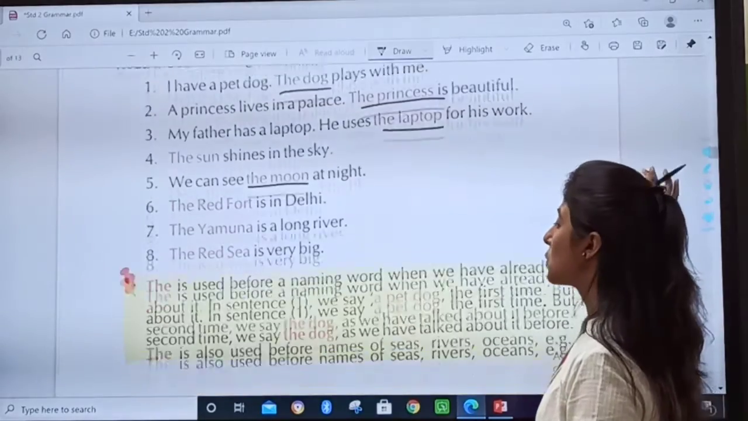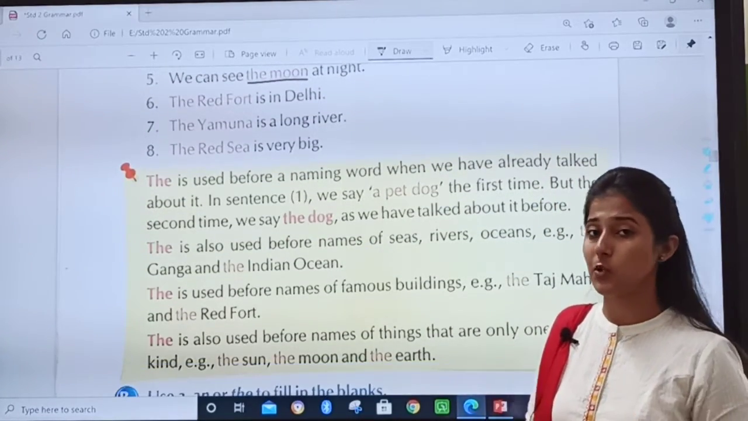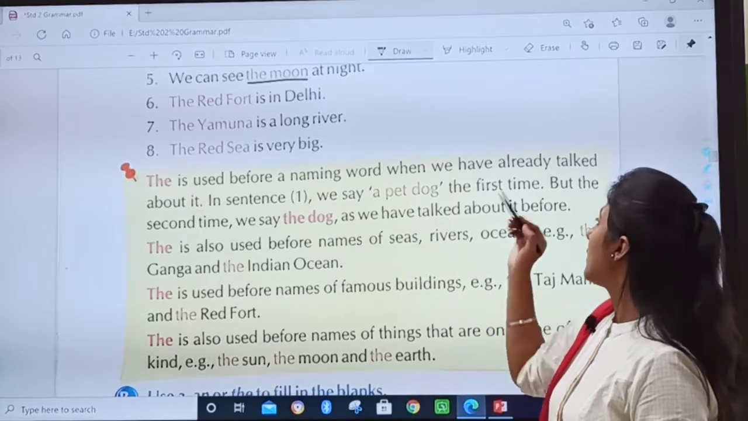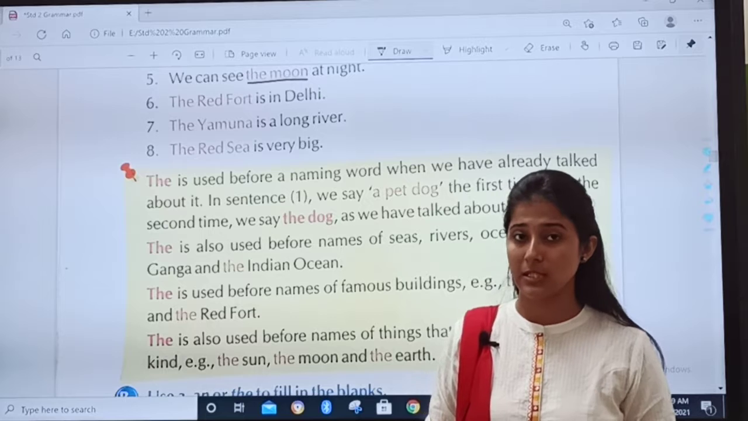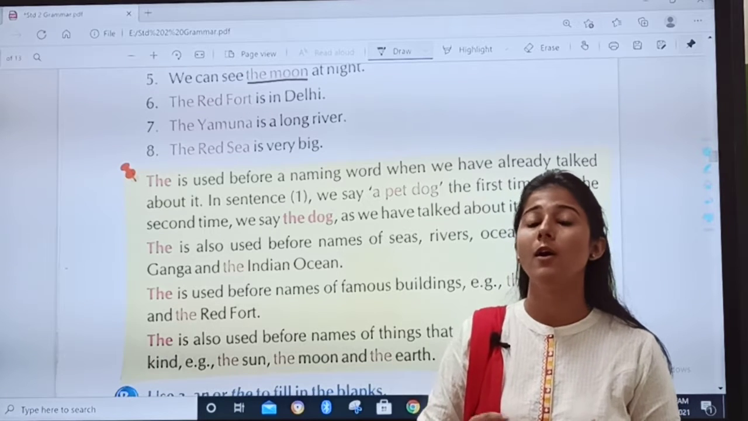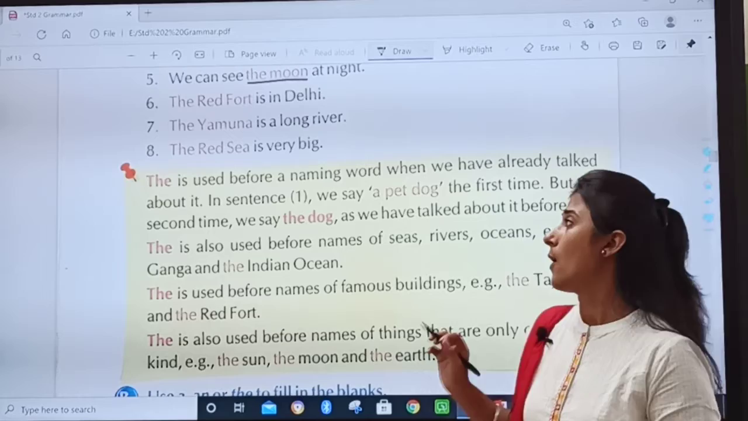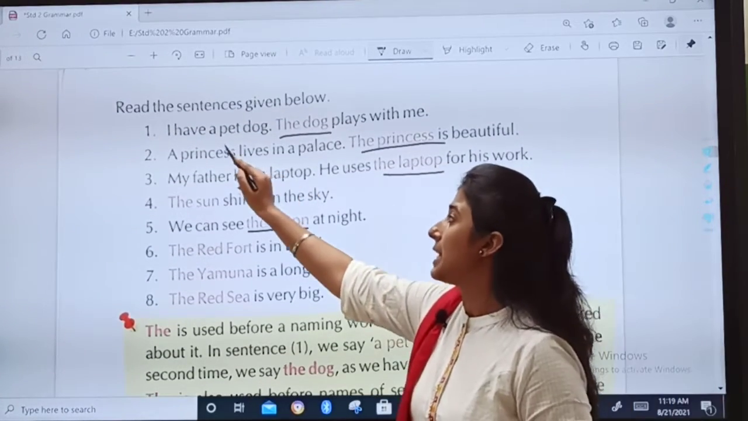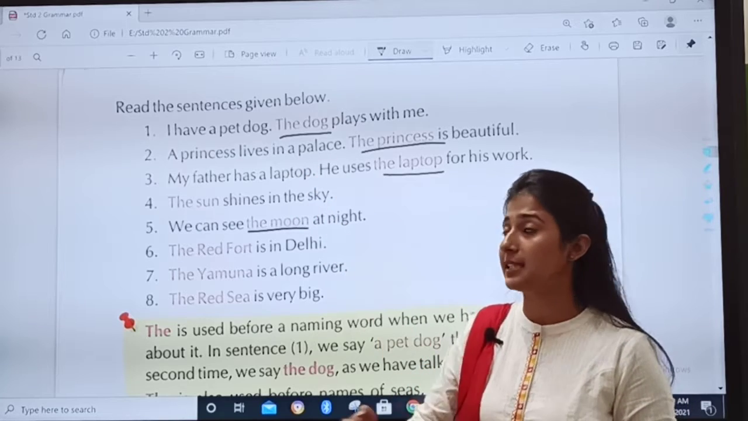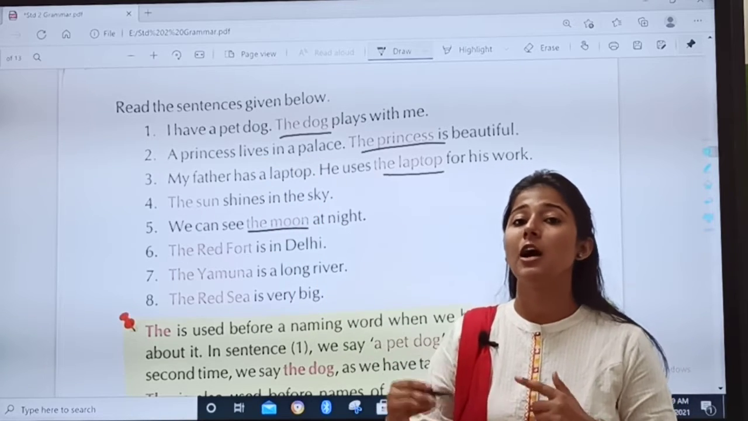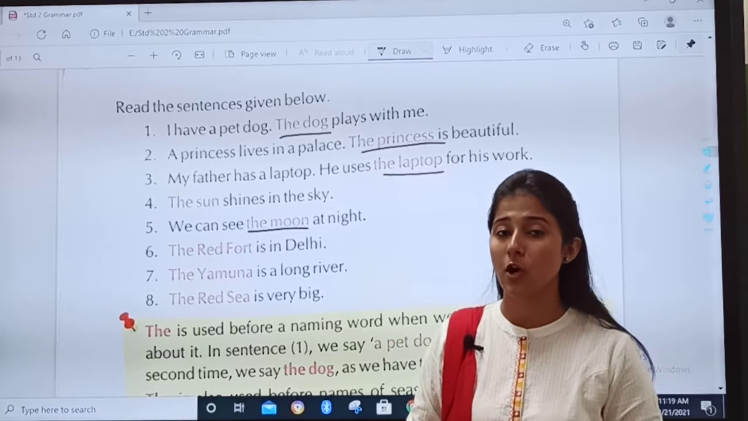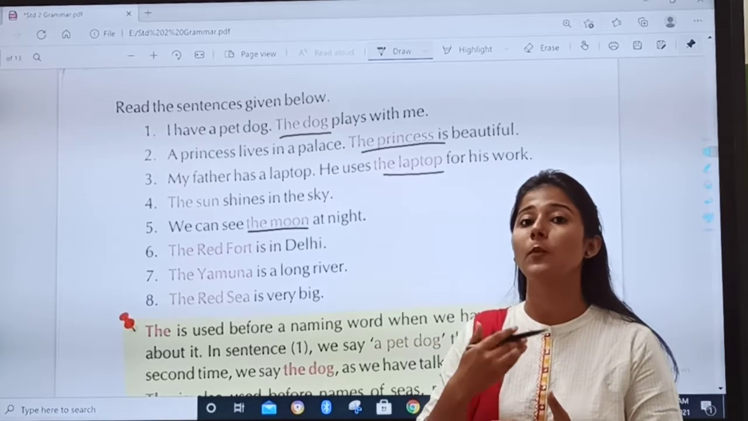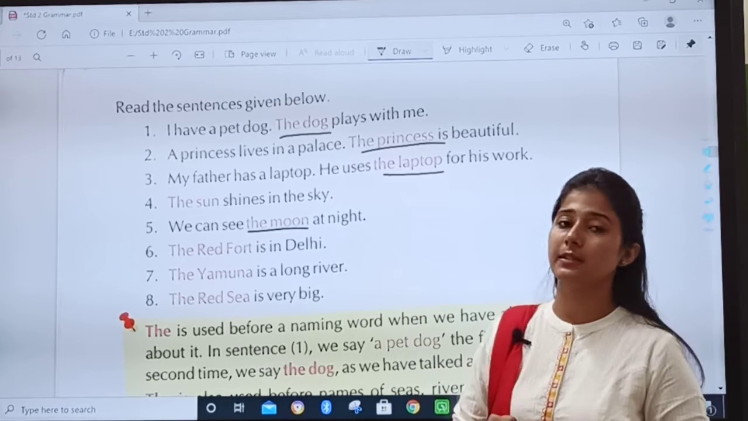Now let us see the use of the. The is used before a naming word when we have already talked about it. First thing you should remember, when do we use the? When we have already talked about a naming word. For example, in this sentence we told once, I have a pet dog. Now again we are telling something more about that pet dog. So when we say something about a naming word the second time, we use the.